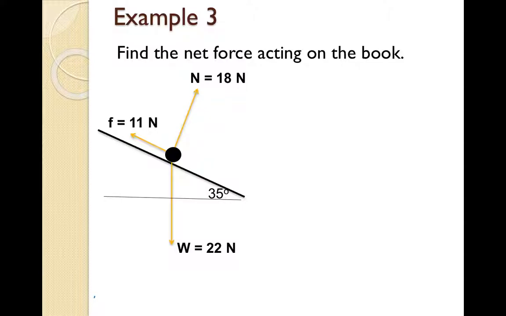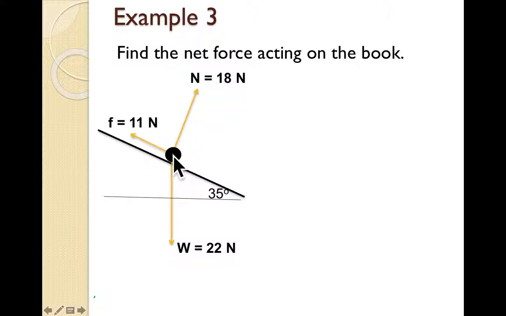So let's look at this one where we'll find the net force acting on the book. I haven't split this apart into a component diagram, so this is going to get pretty messy. This, however, is the overall force diagram. So we have a weight of 22 newtons, a normal force of 18 newtons, and a friction force of 11 newtons that is acting up the incline.